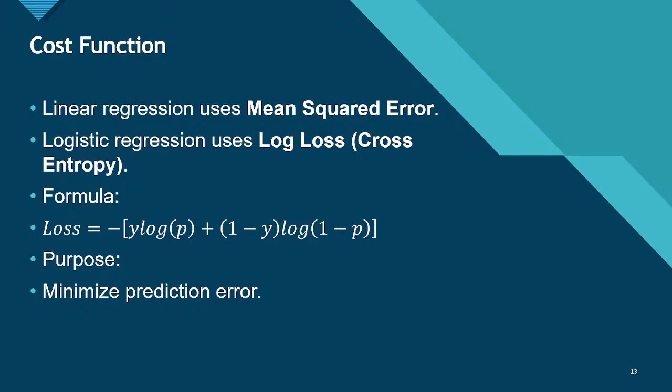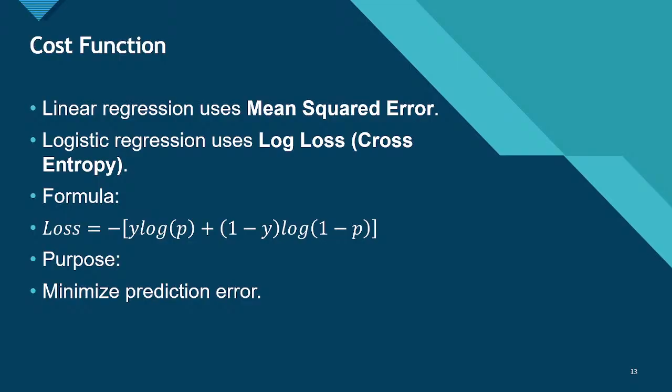Linear regression uses mean squared error, MSE, because it predicts a continuous value. Logistic regression predicts probabilities between 0 and 1, so MSE is not suitable. Instead, logistic regression uses log loss, also called cross entropy loss, which is specially designed for classification problems. The log loss formula is: loss = -[y log(p) + (1 - y) log(1 - p)].